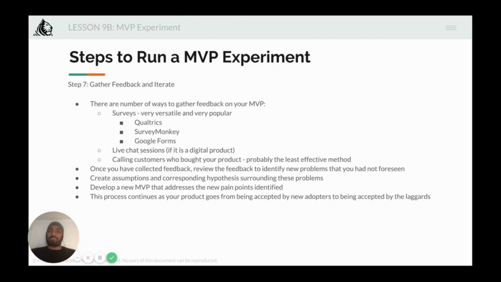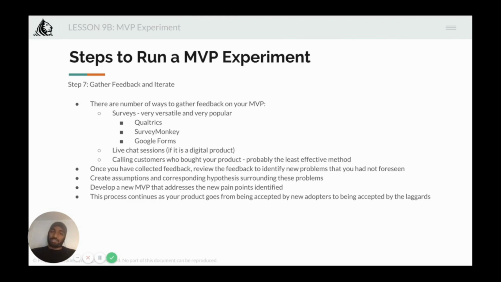Step 7 is, once the MVP reaches market, enthusiasts or early adopters would begin giving feedback. Feedback can be collected in many ways, but surveys are the most popular form. So some helpful survey tools are SurveyMonkey, Google Forms, Qualtrics, Typeform. There are so many. Other ways of collecting feedback are through live chat sessions or calling customers.